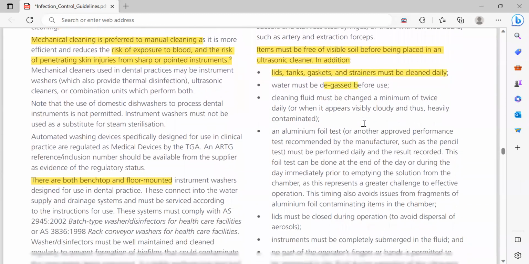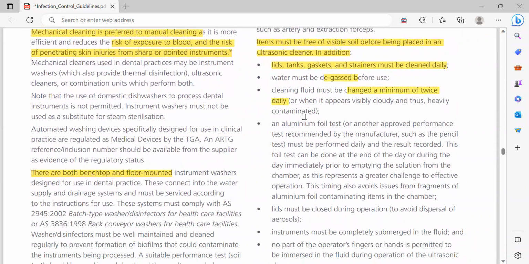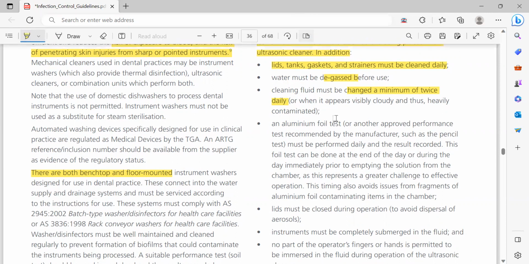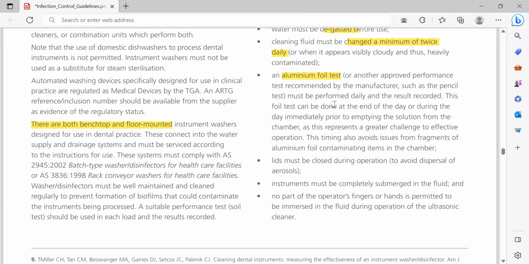Cleaning fluid must be changed a minimum of twice daily, because the fluid can get dirty with the continued use of material and the cleaning procedure. So we may need to change the water. And daily there is an aluminium foil test, which is generally done for the ultrasonic to evaluate its performance, and the result is recorded to understand if it is working fine or not.